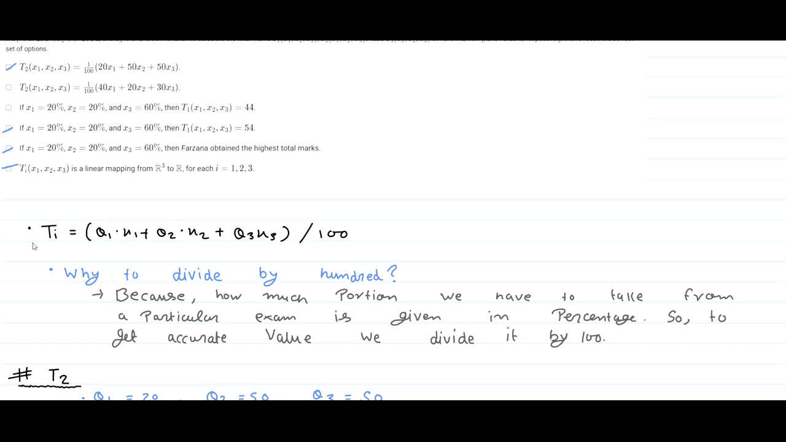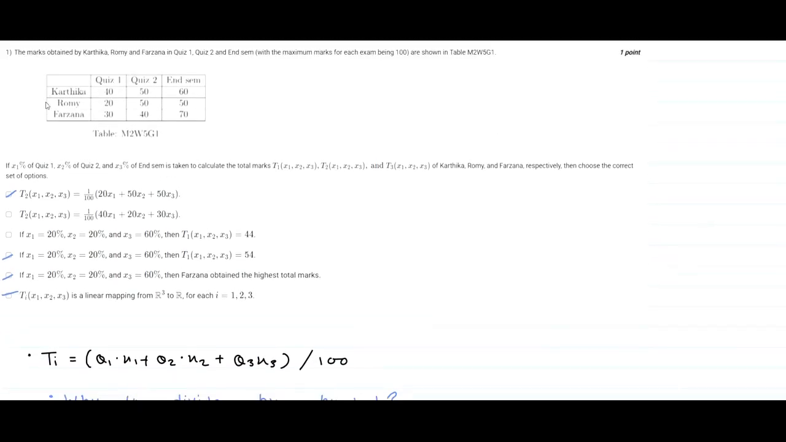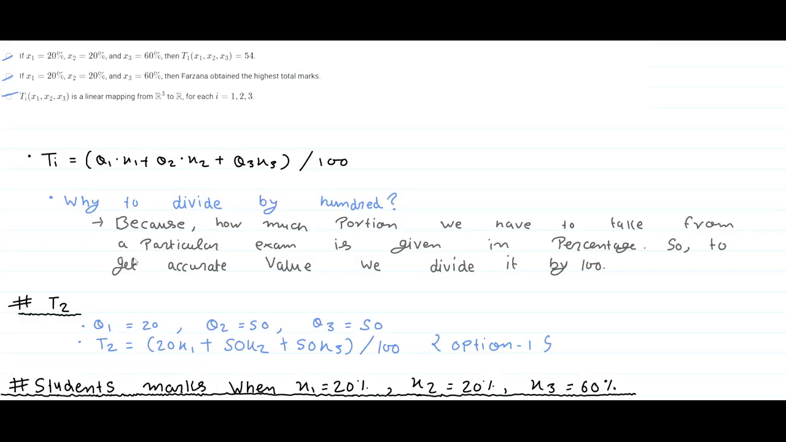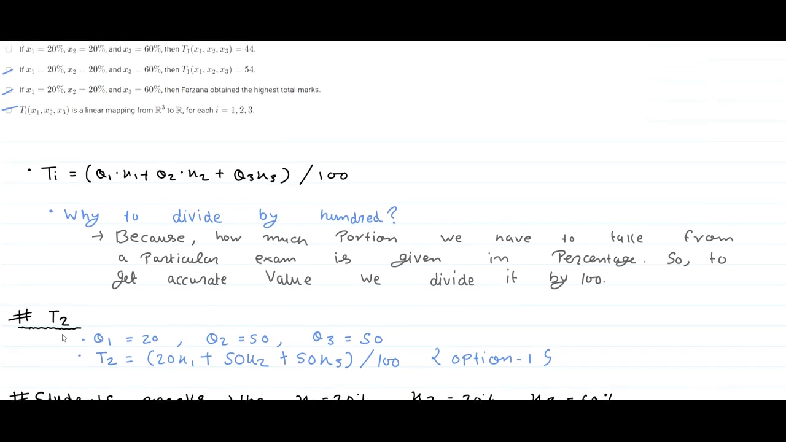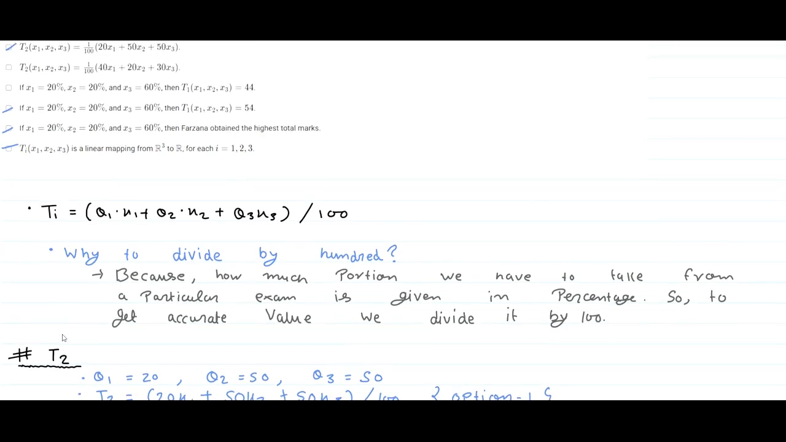Now if we look at the first two options, the first two options are asking about the correct general form of T2. T2 is the final marks of Romi and her respective marks in each exam were 20, 50 and 50. So, the correct general form will be something like 20 into x1 plus 50 into x2 plus 50 into x3 and whole divided by 100. So the correct option that resembles the general form of Romi's total marks is option number 1. Hence, option number 1 is correct.